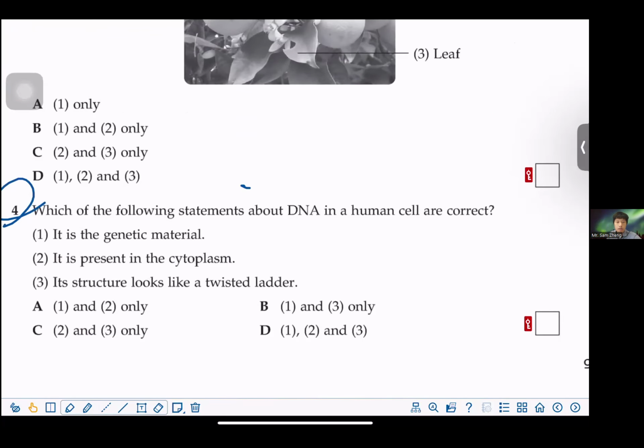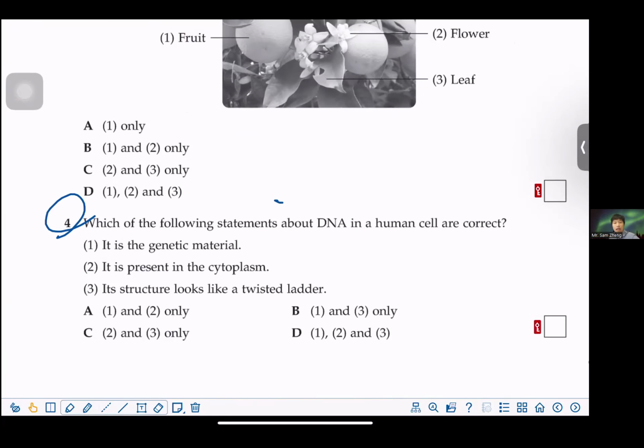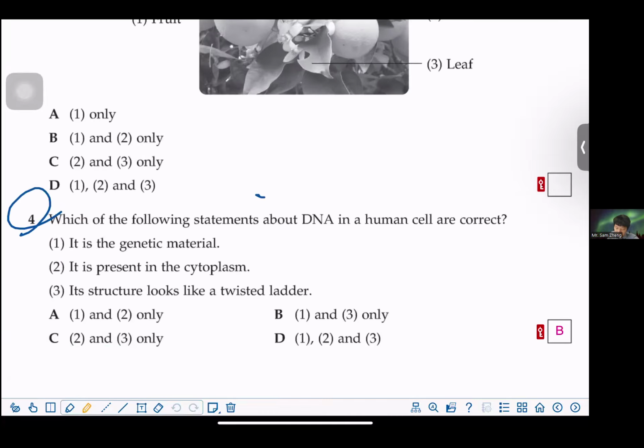Okay. So next, which of the following statements about the DNA in human cells are correct? So it is a type of genetic material. Yes, it is correct. It is present in the cytoplasm? It should not be present in the cytoplasm. It should be present in the nucleus. Next, its structure looks like a twisted ladder. So in this case, it will be correct because it is a double helix. Once it is a double helix, it is similar to what we call a twisted ladder. So the DNA is a double helix, okay?